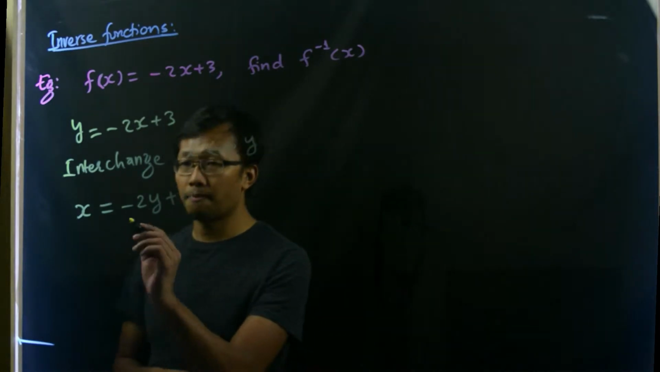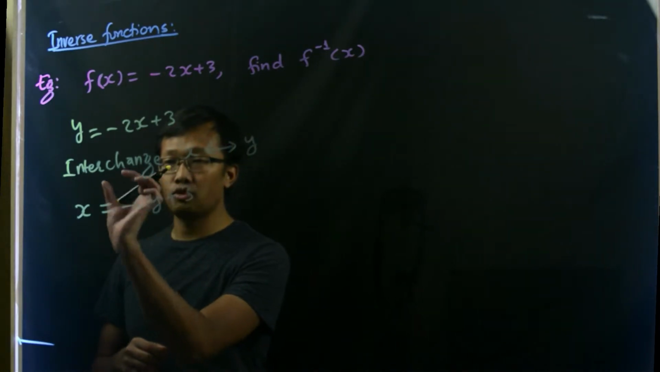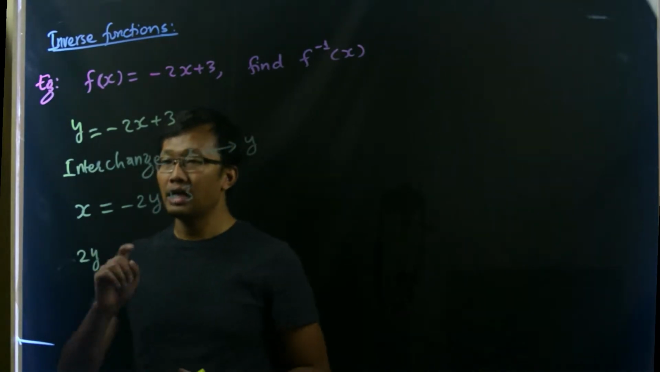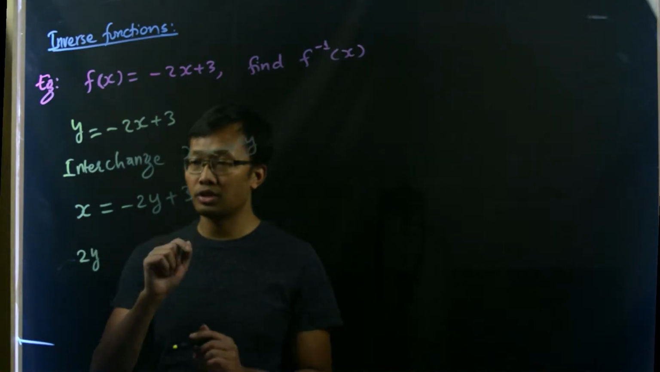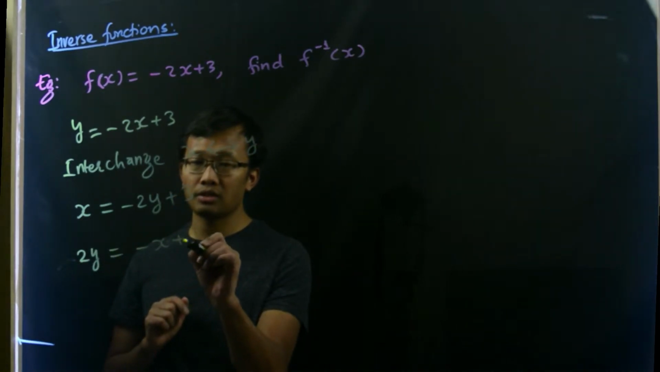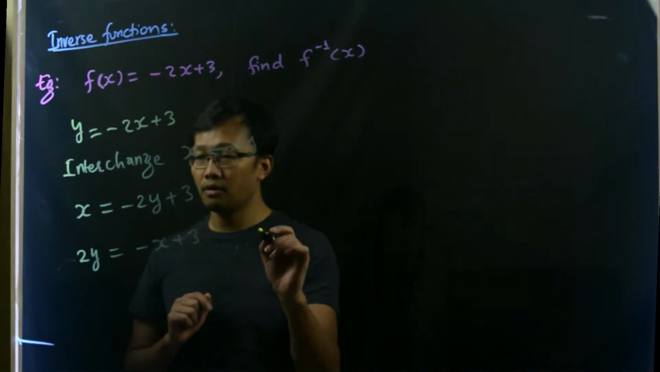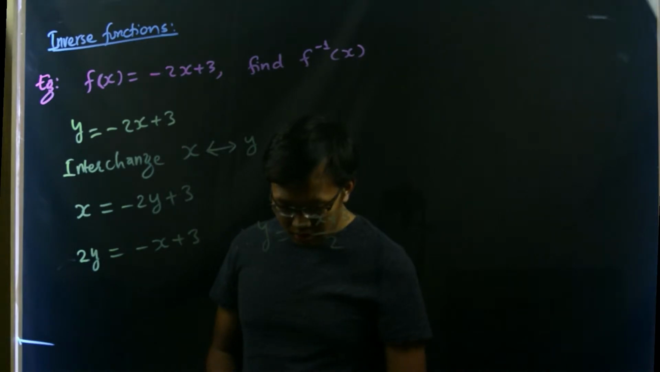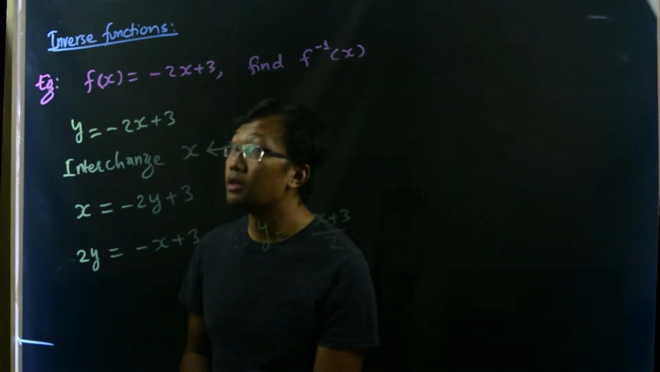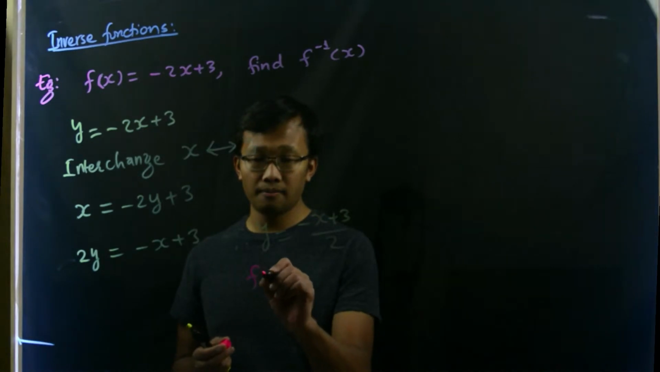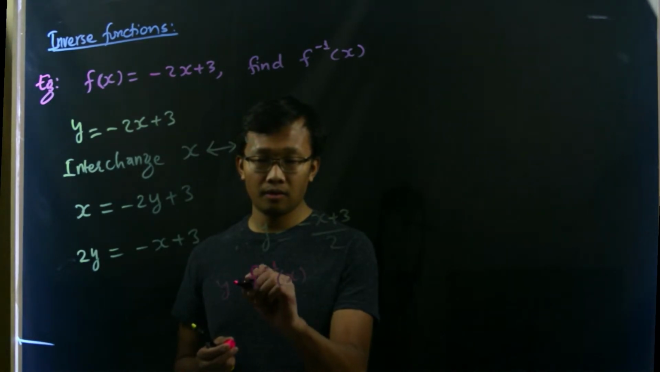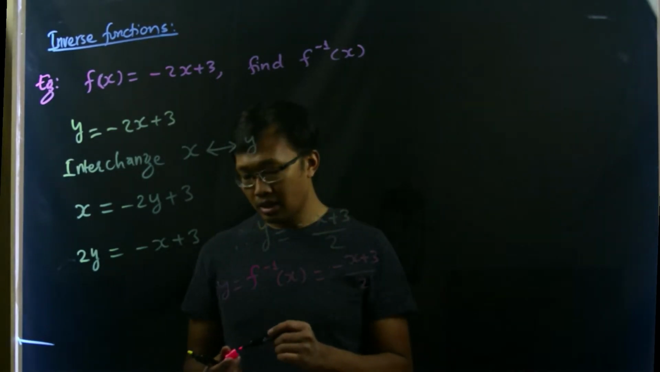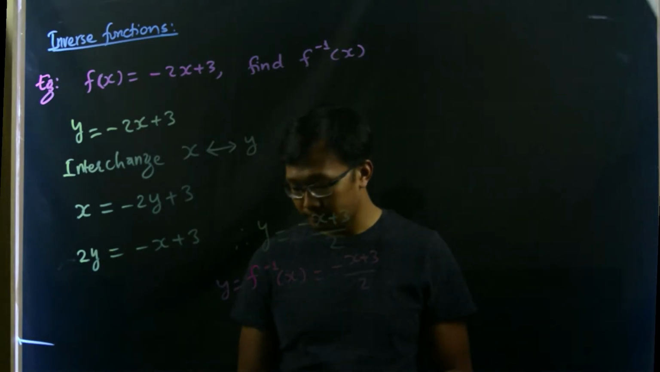So let me take this negative 2y over here, so that's positive 2y. Add 2y on both sides and subtract x on both sides, so that gives us 2y equals negative x plus 3. Therefore y equals negative x plus 3 divided by 2. So the function f inverse of x would be negative x plus 3 divided by 2, and this is also a linear function.